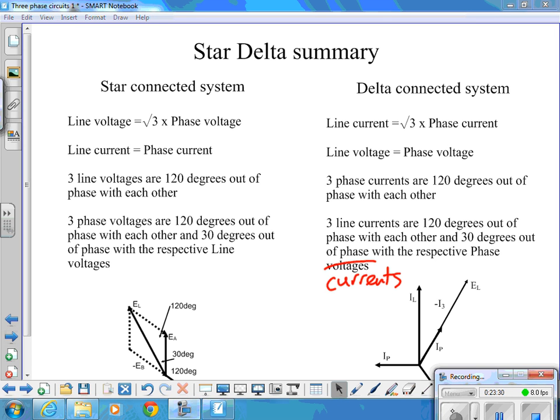That's what copy and paste does for you. You must make sure you edit all the voltages to currents. Everyone okay with that? So that's a summary of everything we've been through with regard to the differences between the two systems.